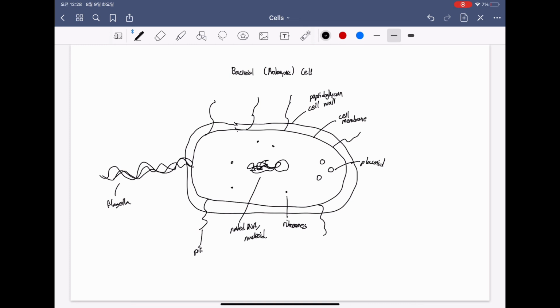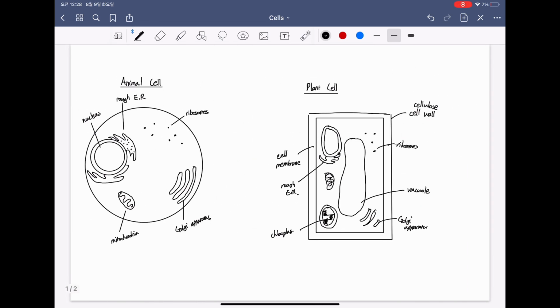And on a concluding note, if you were to distinguish between all three cells, prokaryotic cells don't have mitochondria, rough ER, Golgi body, nor nucleus. And to distinguish between an animal cell and a plant cell, a plant cell has a large vacuole, chloroplast, and cell wall, which animal cells do not have. So that's it for how to draw cells in IGCSE. Thank you.